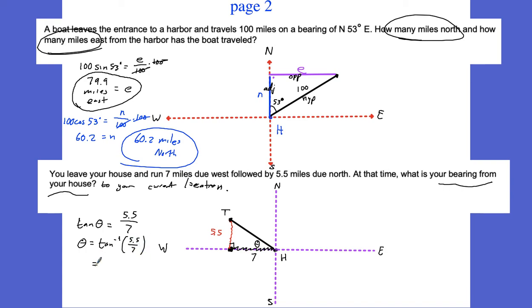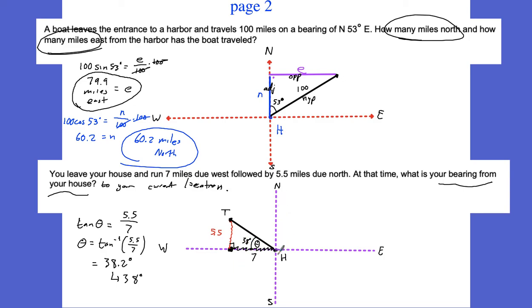Enter this in the calculator. Second tangent, 5.5 over 7. So inverse tan of 5.5 over 7, we get 38.2 degrees. Which, let's say it doesn't say in the problem, but let's say it's round to the nearest degree. So 38 degrees. So this angle right here, this theta, is 38 degrees.